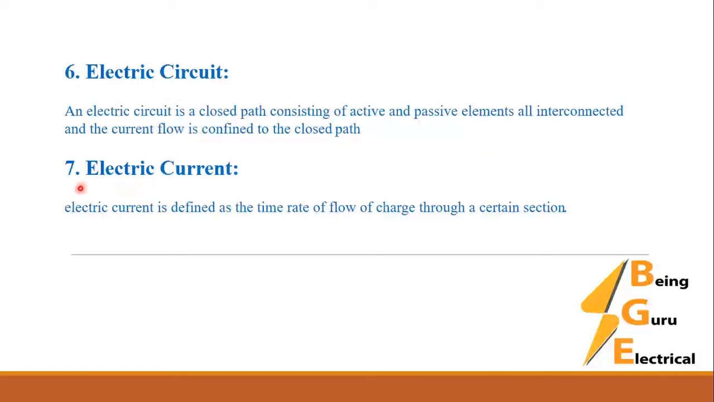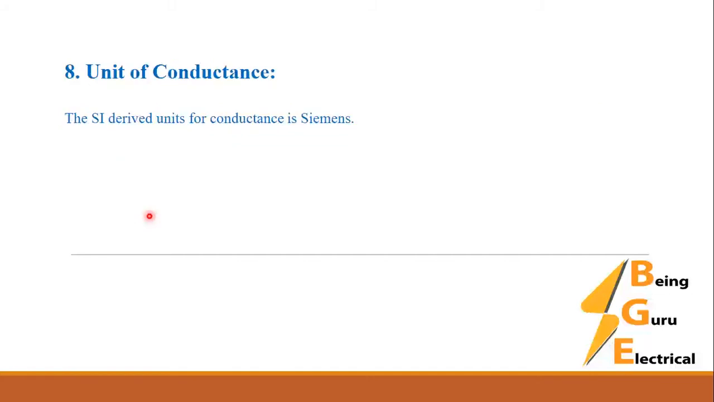Then next, number 7, what is electric current? Electric current is defined as the time rate of flow of charges through a certain section. Next we have the unit of conductance. The SI unit of conductance is Siemens.